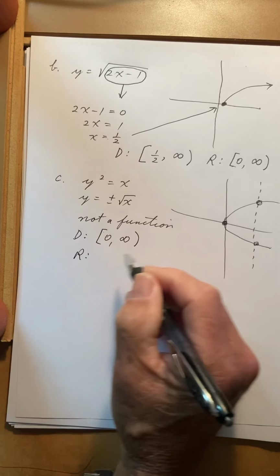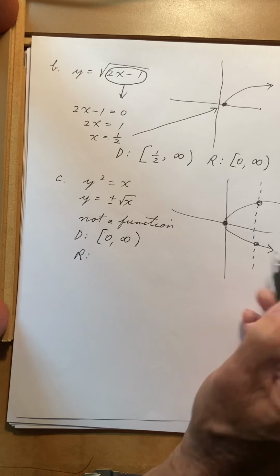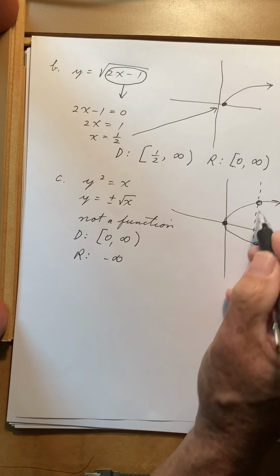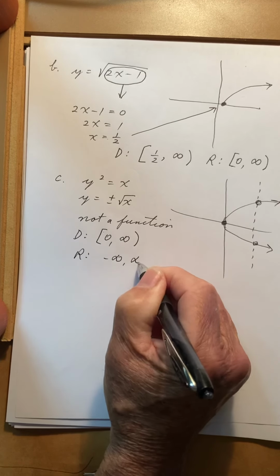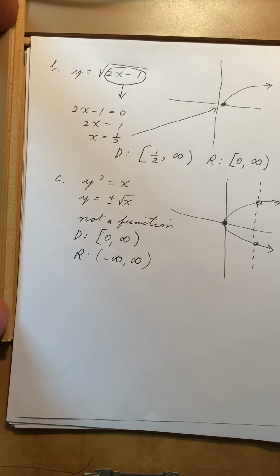The range, the farthest down that it goes is to negative infinity, and the furthest up that it goes is to positive infinity. So we use parentheses for both of those. So that's how you do part C.